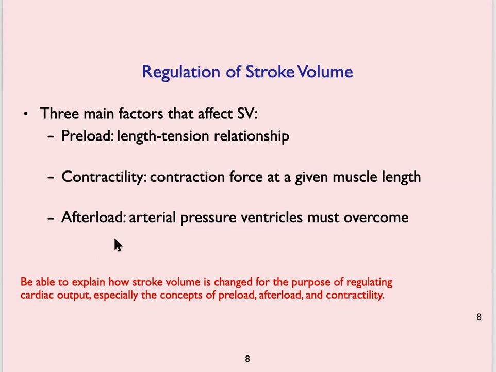Finally, afterload. Afterload is the back pressure coming from the systemic and pulmonary circuit that's acting as resistance against the ventricles trying to pump out the blood. So it's essentially the arterial pressure that the ventricles must overcome in order to eject blood.